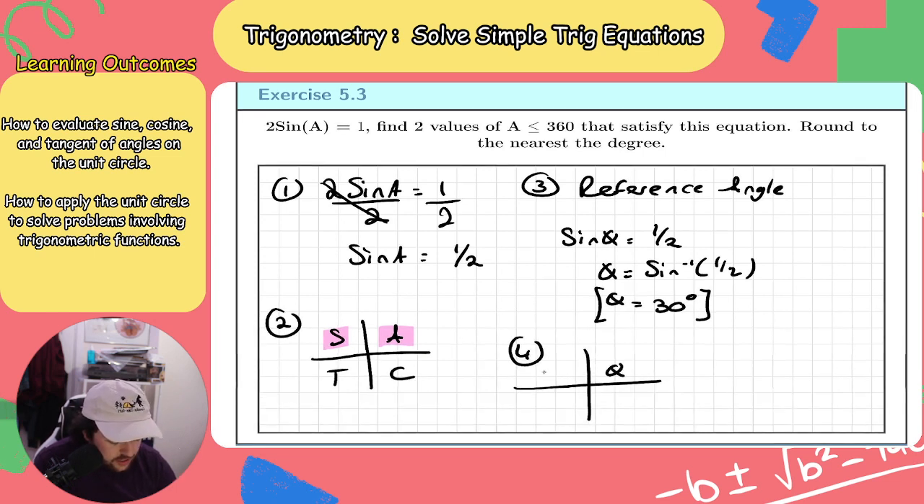First quadrant, it's just theta. Second quadrant, 180 minus theta, or my reference angle. Third quadrant, 180 plus my reference angle. Fourth quadrant, 360 minus my reference angle.